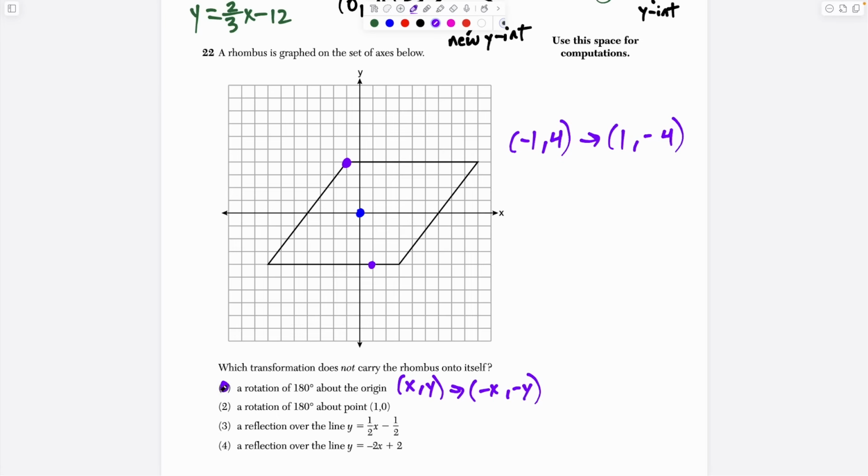So right away, choice 1 is it. So let's see though, why are the other answer choices not the ones we're going with? We have to check here, why do the remaining answer choices actually carry the rhombus onto itself?